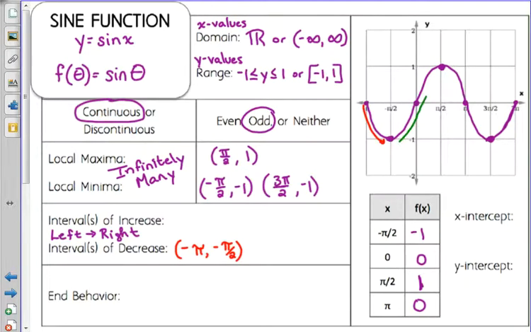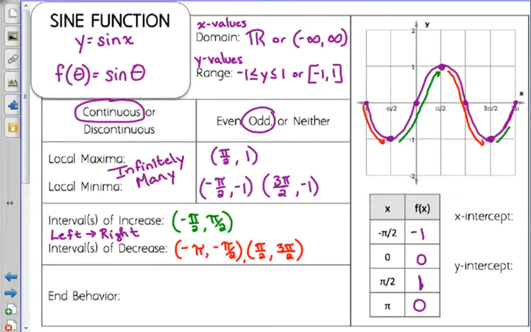Then it goes up from -pi/2, and it stops at +pi/2. Then it decreases again from pi/2 to 3 pi over 2.